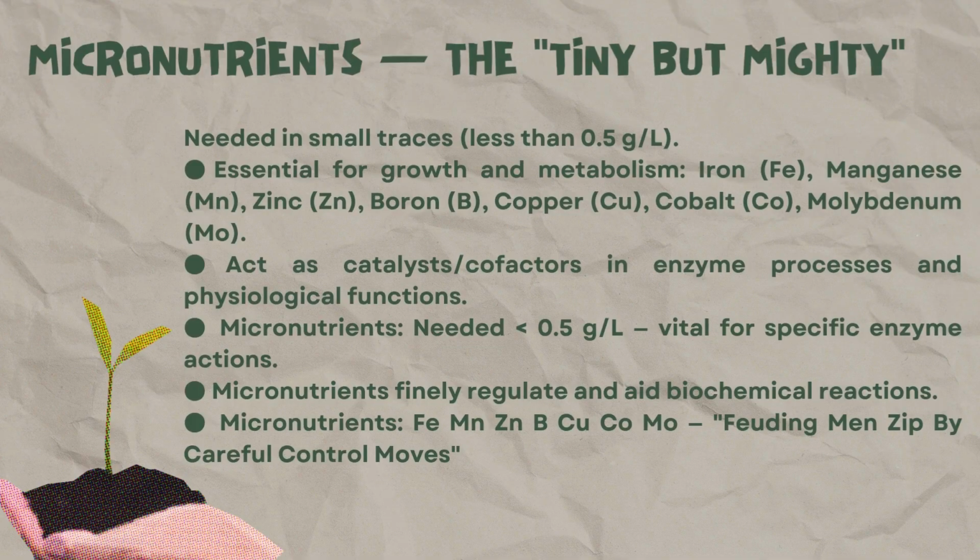Second, micronutrients. These are needed in very small traces, less than 0.5 gram per liter, but don't let their low quantity fool you, because they are absolutely essential for plant growth and metabolism. The main micronutrients you will find here: iron, manganese, zinc, boron, copper, cobalt and molybdenum. These micronutrients act as catalysts and cofactors in vital enzyme processes and support major physiological functions. Without them, a plant's biochemistry would slow down or stop altogether.